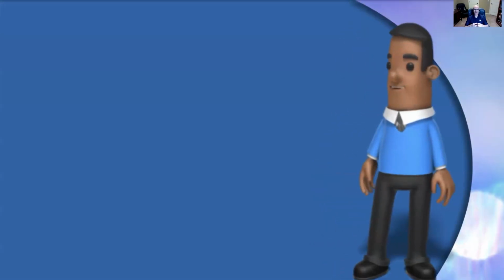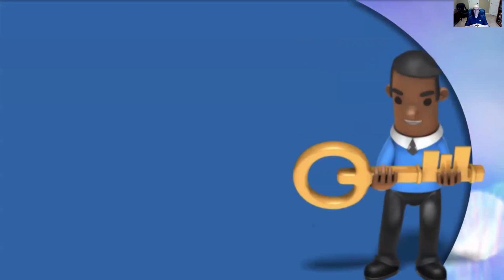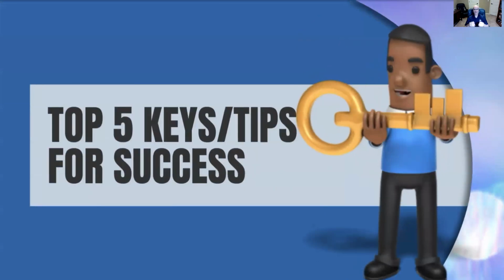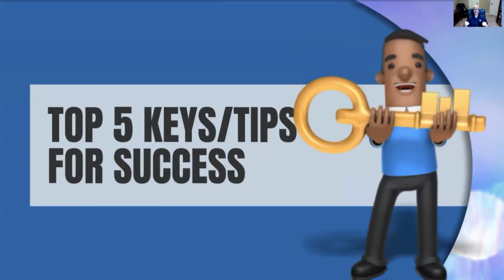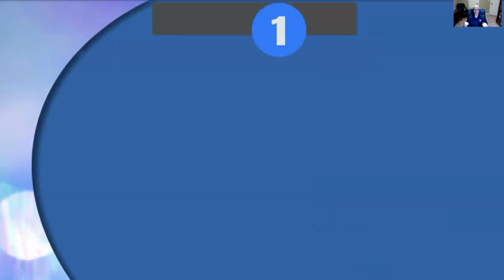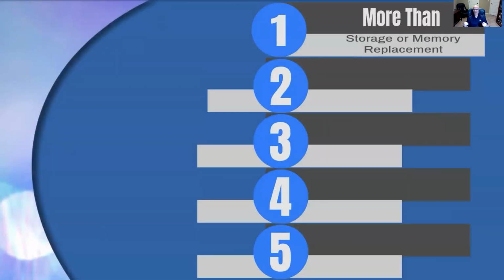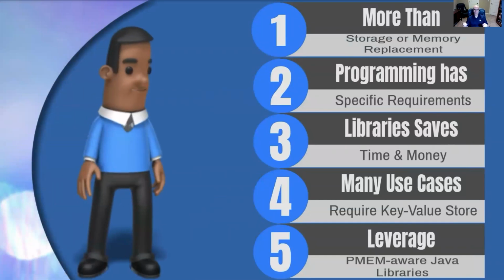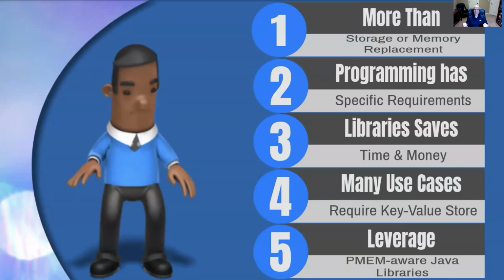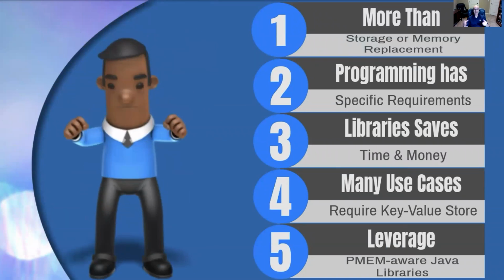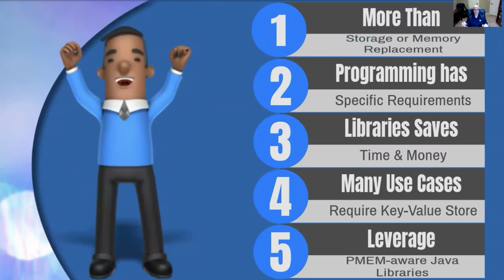So let's talk about the part that's near and dear to all our hearts, which is keys and tips for success. There are five of them. First, you've got to remember this is more than storage or memory replacement, and that programming has specific requirements, and libraries can save you a ton of time and money, and there are many use cases that require key value stores, and there's an embedded key value store that leverages PMEM-aware Java libraries. Let's go through each of these for a moment.